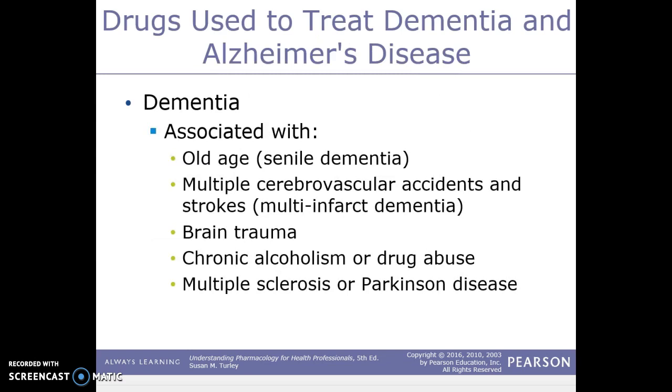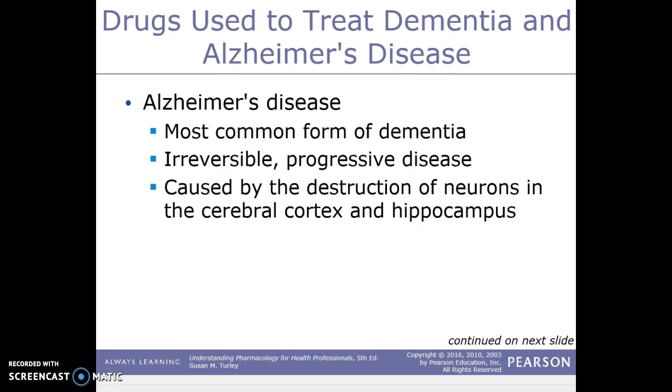Dementia and Alzheimer's. So when we think of dementia and Alzheimer's, we think of someone who is older, right? Someone who's becoming senile, who's had some sort of brain trauma, that type of thing. It's the most common form of dementia. It is irreversible and it is progressive, which means that it's going to get worse. So somebody might be fine today and then tomorrow they don't recognize you, that kind of thing. That's what they're talking about here.